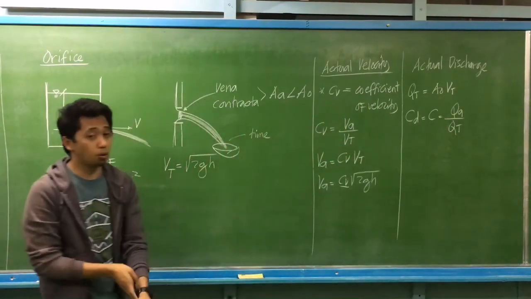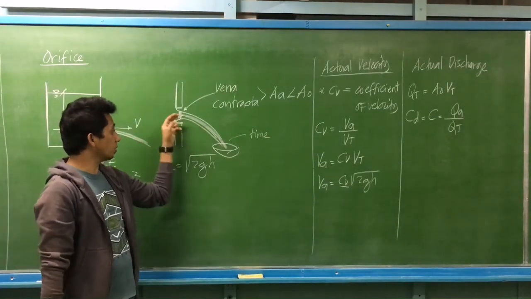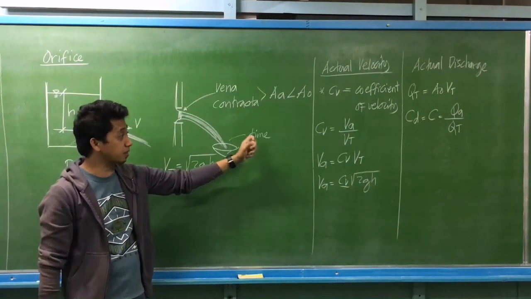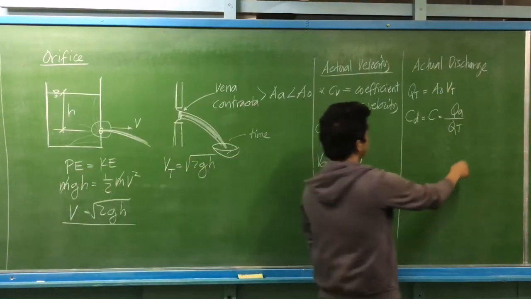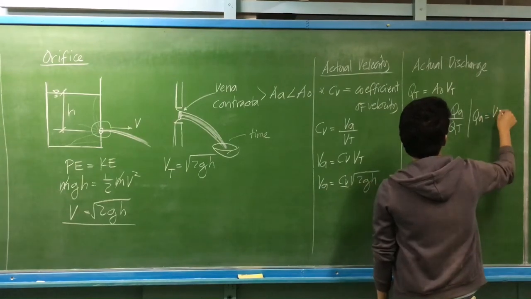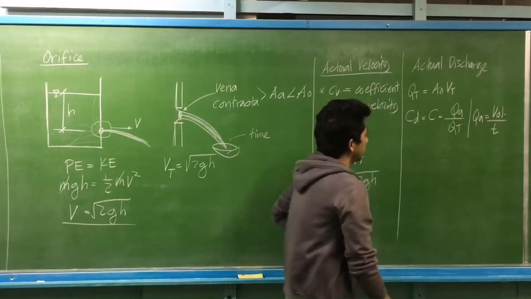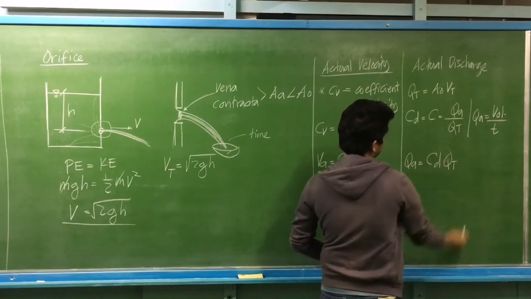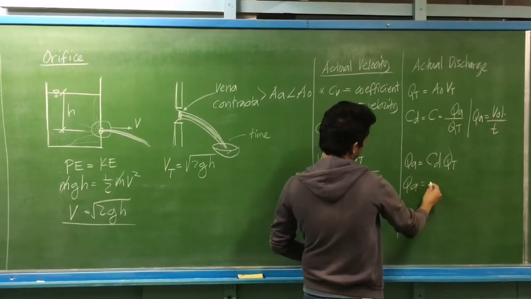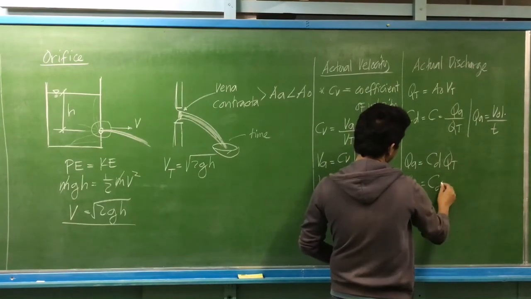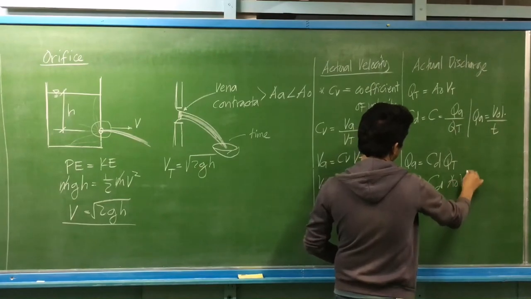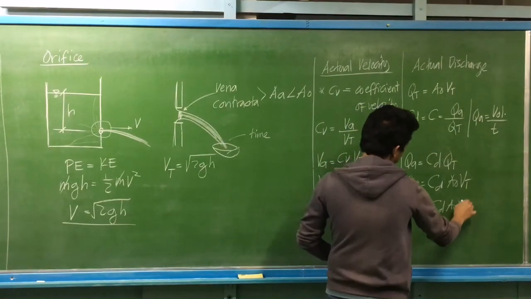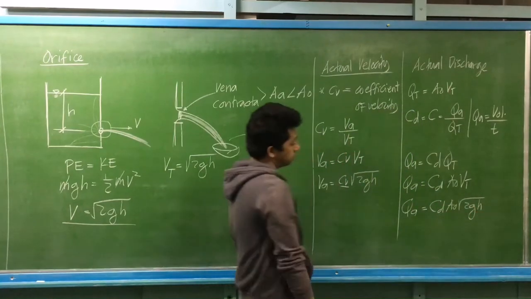Paano makukuha yung actual discharge? Makukuha yun sa laboratory experiment, that is by mag-iipon ka lang ng liquid from the orifice under a specific period of time. Alam natin that the actual discharge is basically volume over time. So if you are computing for the actual discharge, this is the coefficient of discharge times the theoretical discharge. So flow rate actual is equal to coefficient of discharge multiplied by the area of the orifice times the theoretical velocity. If we expand that, flow rate actual is equal to coefficient of discharge, area of the orifice, times the square root of 2gh, where h is the head.